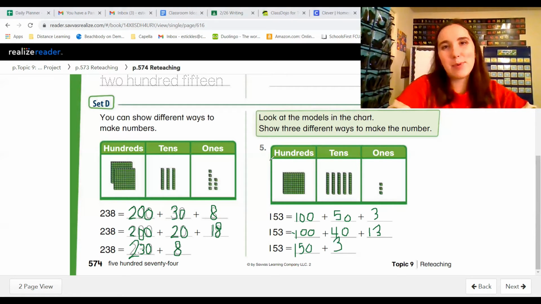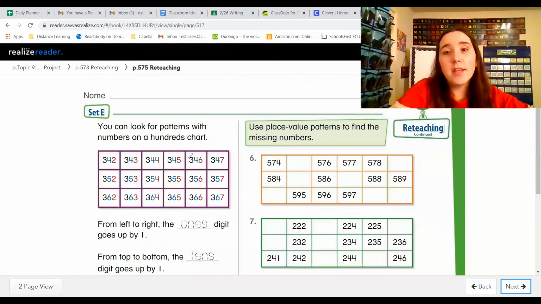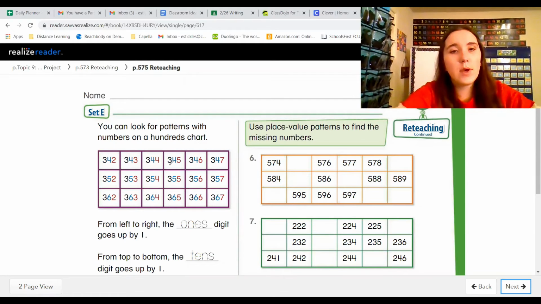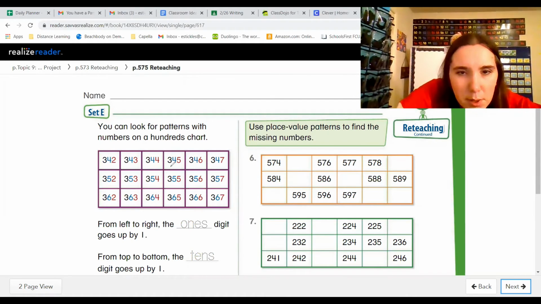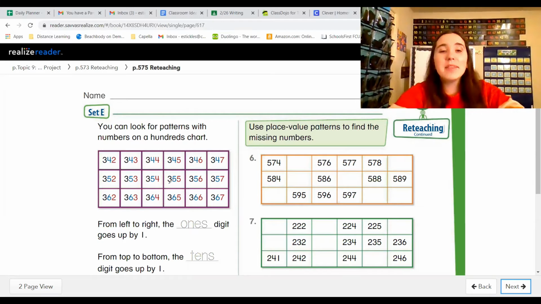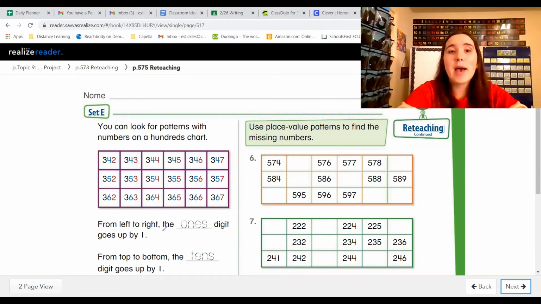Let's turn that page, do a couple more problems. Okay, on this set, we're going to be doing our patterns in the hundreds charts. So on the left, it says you can look for patterns with numbers on a hundreds chart. So here they have a big old hundreds chart. They put the ones in red, the tens in blue, and the hundreds, I think that's in purple or black. I can't quite tell. But they have them in different colors so we can see the patterns.